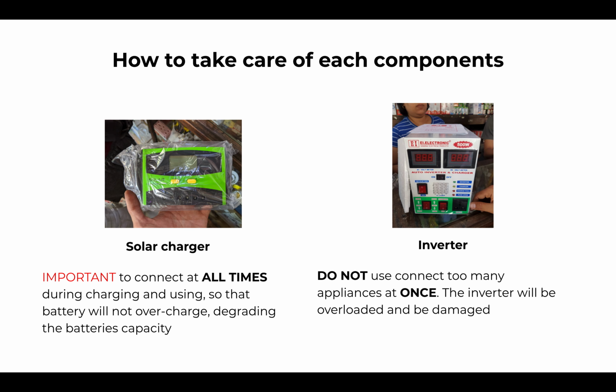Give you an example, if your inverter is 100 watt and you have three 30-watt light bulbs, you'll be able to use the inverter because three 30-watt light bulbs, when you add them together, is only 90 watts. So therefore, it's below the 100-watt rating.